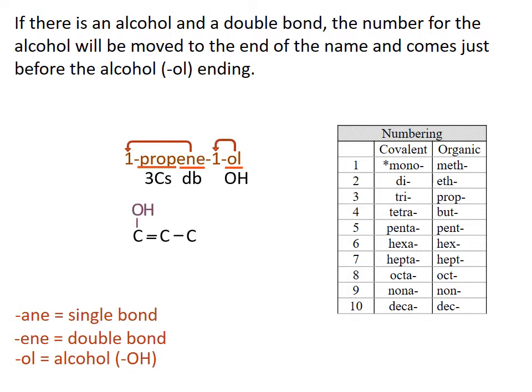Now I add hydrogens to make sure that each carbon has 4 bonds. So I add 1 hydrogen to the first carbon, 1 hydrogen to the second carbon, and the last carbon will need 3 hydrogens added to it so that it is making 4 bonds.